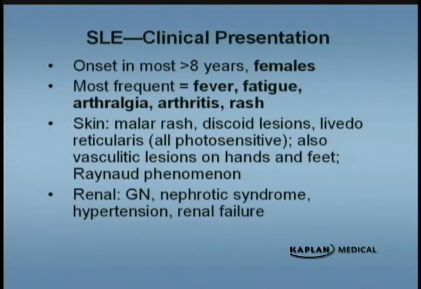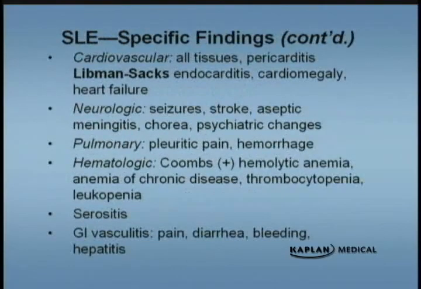Renal manifestations are very common in children, and they can include glomerulonephritis and can actually progress to renal failure. There's a whole list of different organ systems that are affected by lupus. Cardiovascular, all the tissues. If they mention the word Libman-Sacks endocarditis, you should think of lupus right away. They can also have serositis.